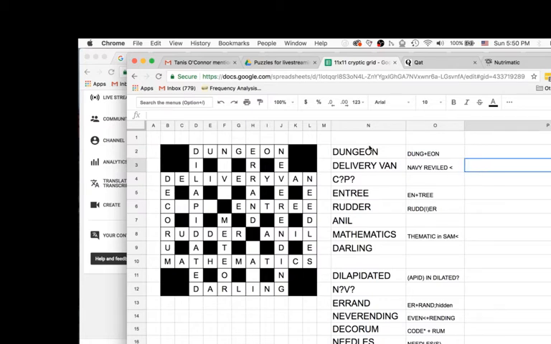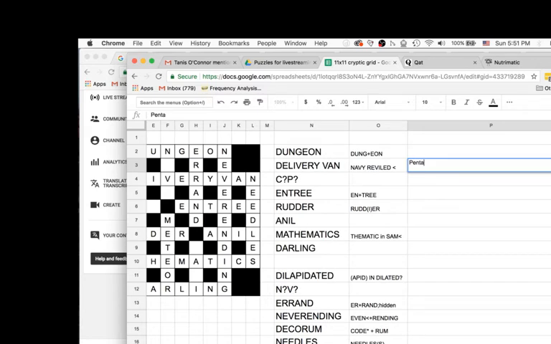So navy reviled. Reviled being a verb, or a participle, it could mean the navy is going to be a part of the armed forces or something. Reviled would be spoke ill of. So we could have navy, let's just say Pentagon branch, spoke ill of, civilian vehicle. And I'll put in the 8-3 there.